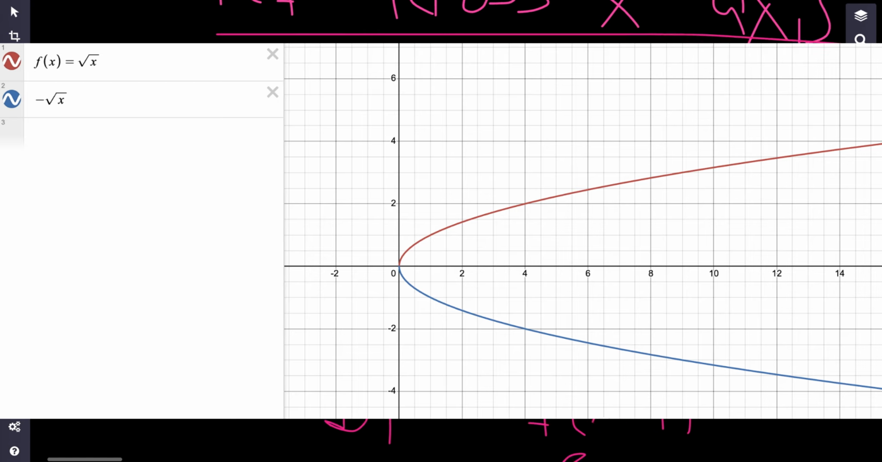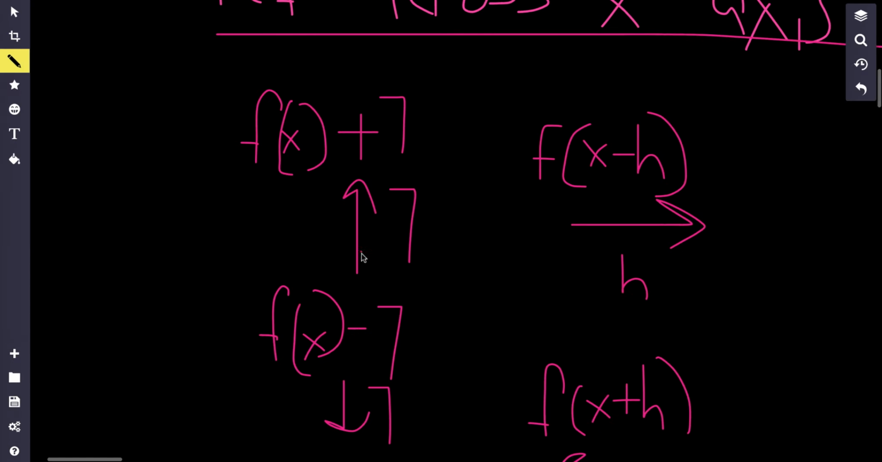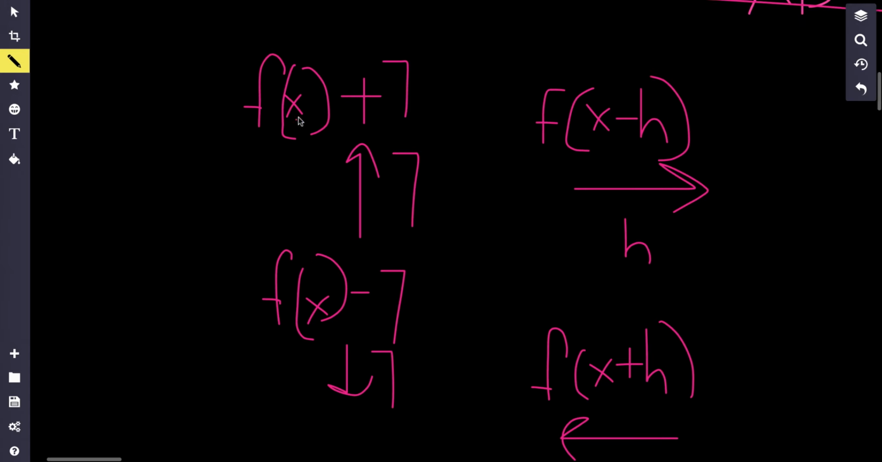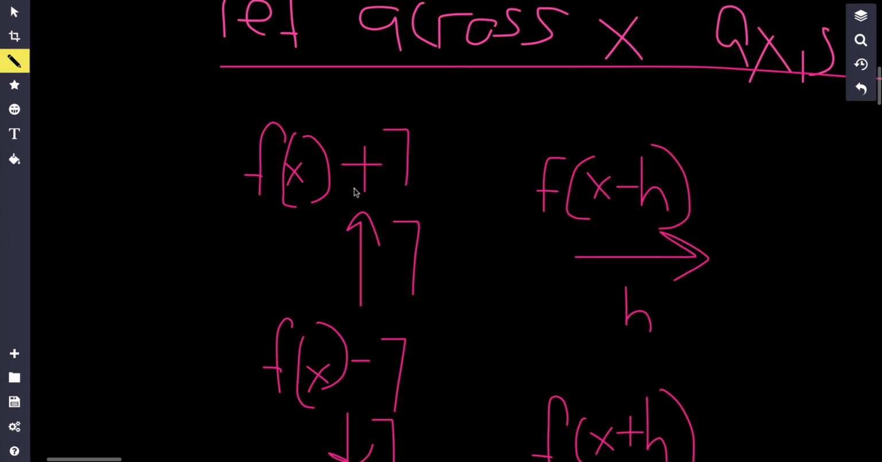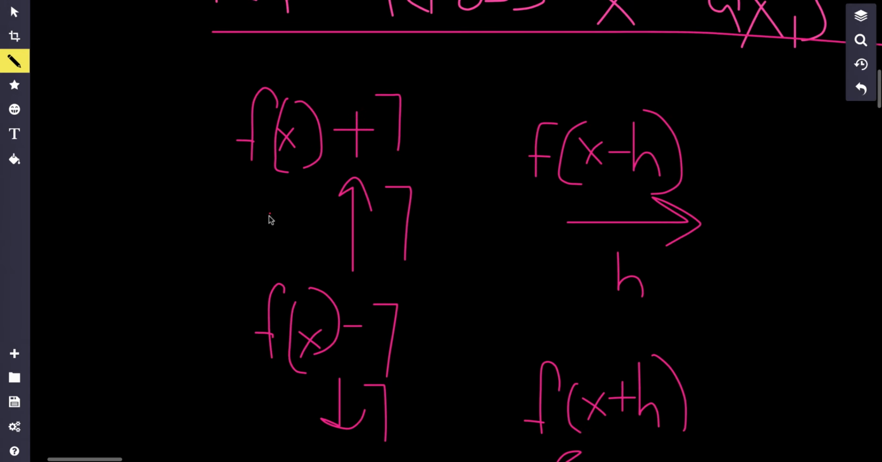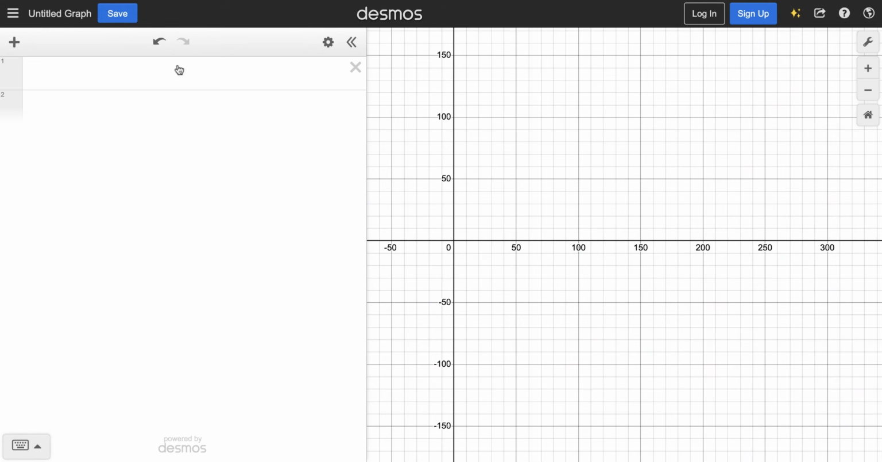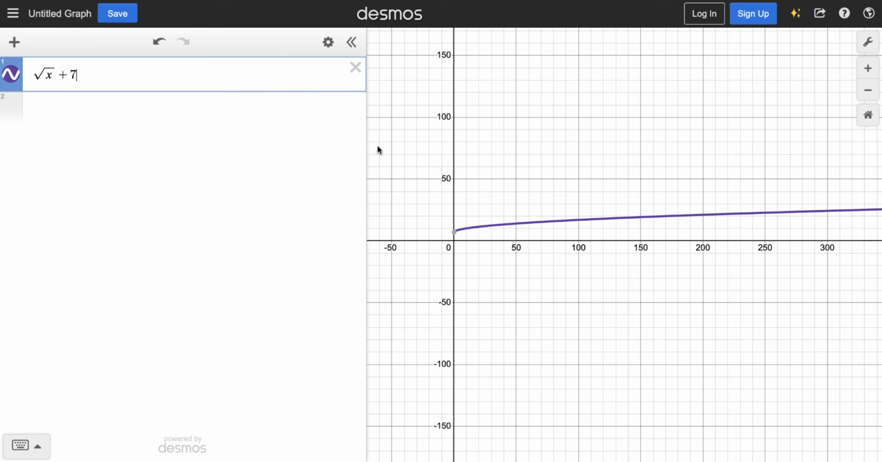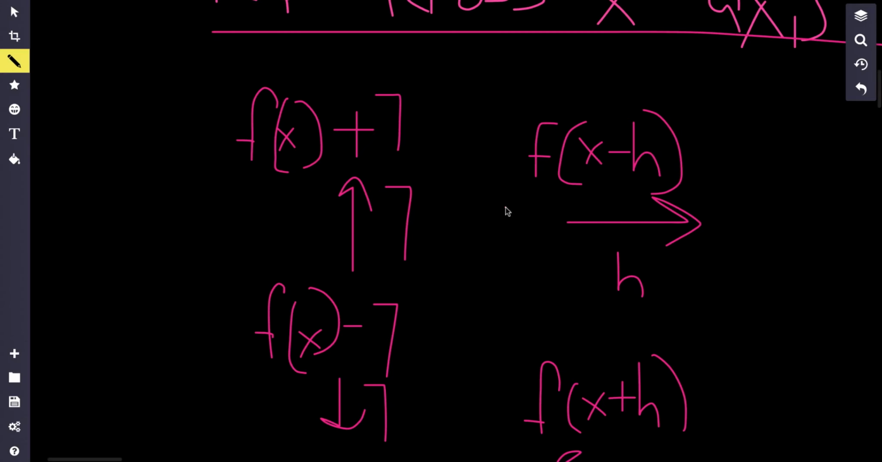We also said how if we add to the end of our function, we move it up. If we subtract, well, we bring it down, right? So in this case, if I add 7 to the square root of x, I get the square root of x plus 7, which moves it up 7 units. So we have the square root of x. Well, if I add 7 to this, I move it up by 7 units. Likewise, if I subtract 7, I move it down.